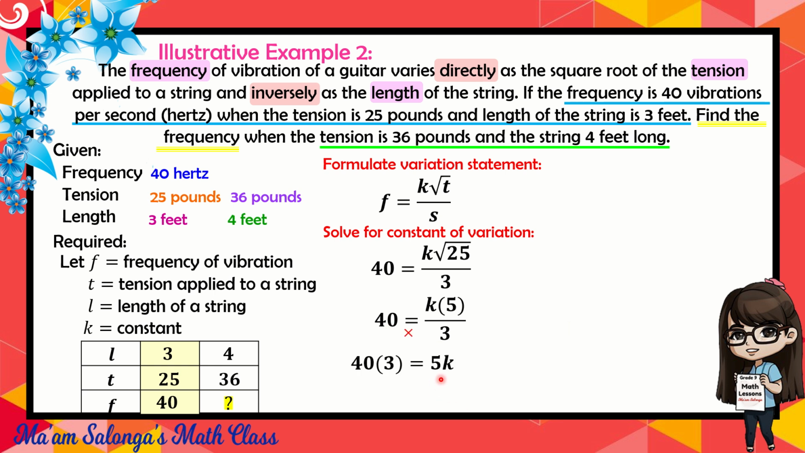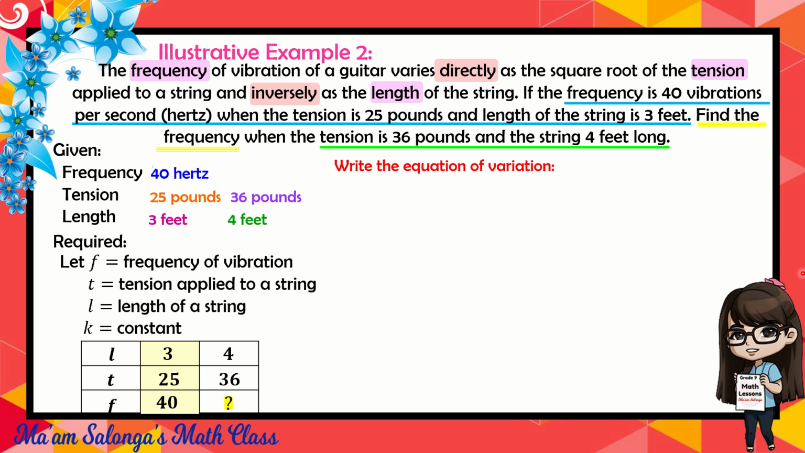So, we have 5K equals 40 times 3. That is 120 equals 5K. Then divide 5 on both sides of the equation, and we will have K equals 24. Now, let's write the equation of variation. So we have F equals 24 square root of T over L.